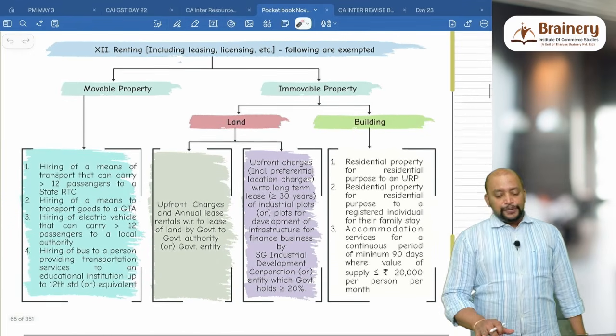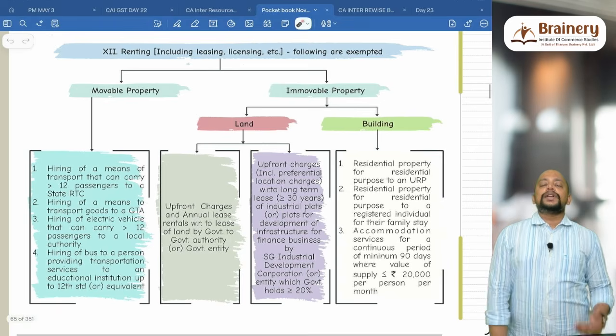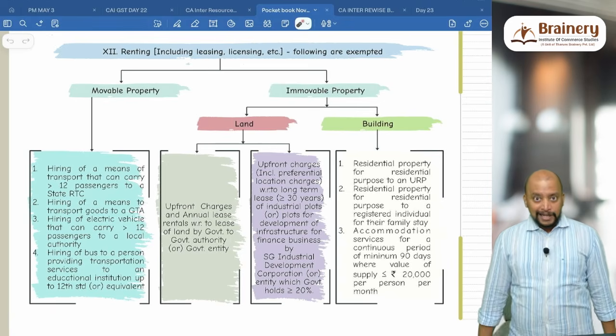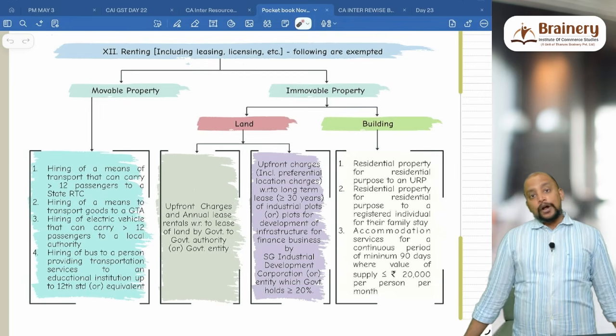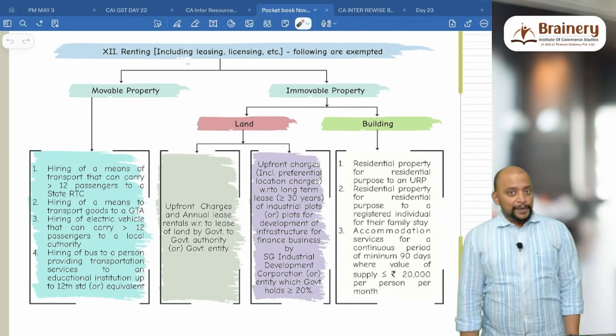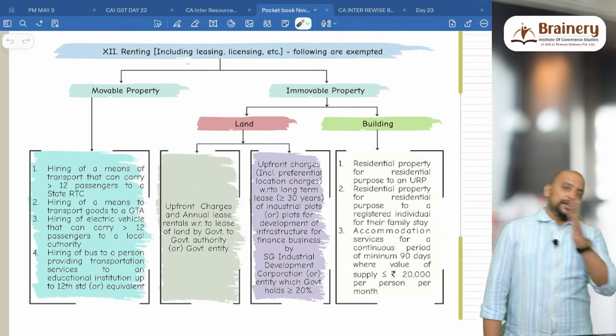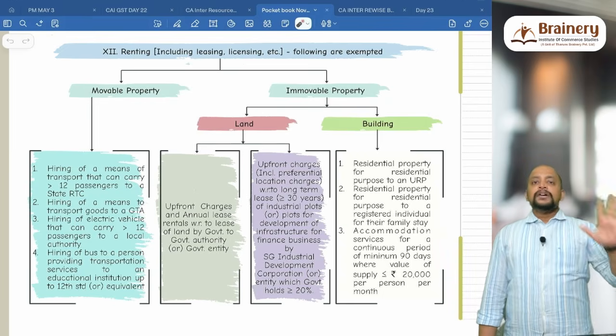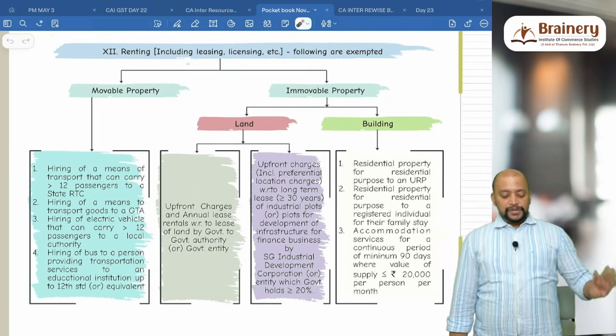Now we are moving on to renting. So renting, including leasing, licensing, etc. So all kinds of renting are covered here. Renting is divided into two broadly: movable property and immovable property. Again, immovable property is divided into land and building. When it comes to renting of movable property, we have exemptions, that is, 4 exemptions we have.